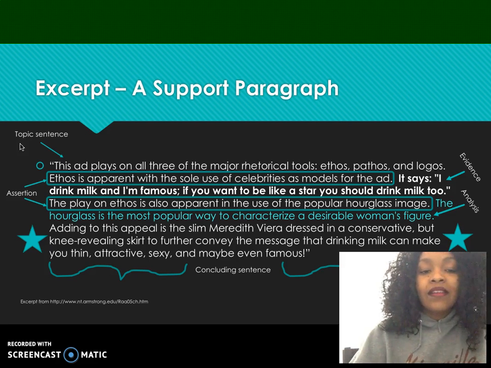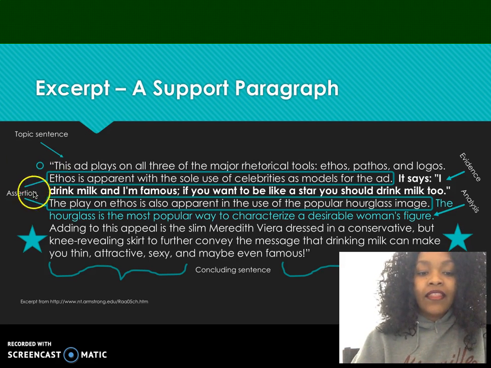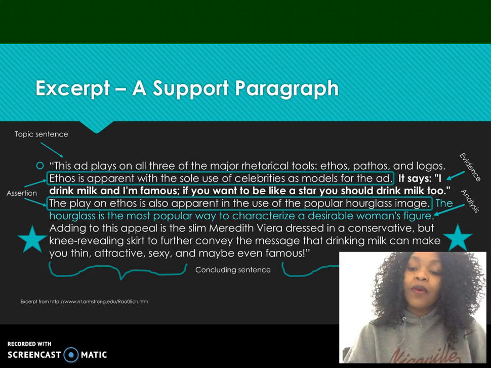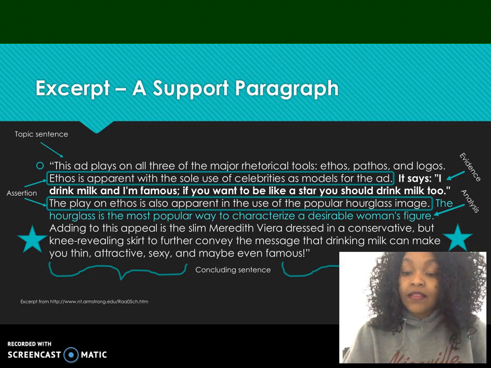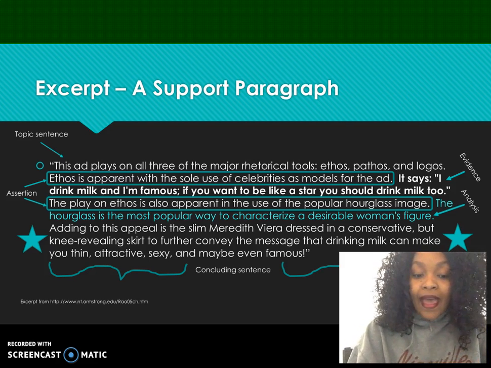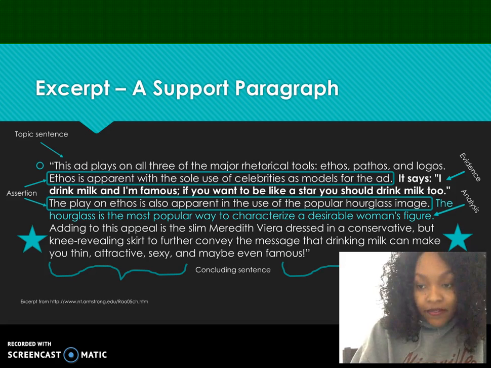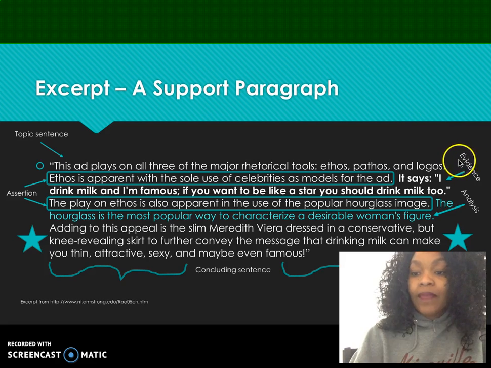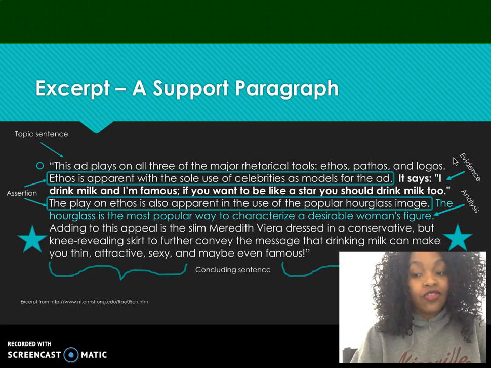Okay, now so our first assertion here: ethos is apparent with the sole use of celebrities as models for the ad. Okay, so now this is an opinion, or this is a statement this person is making about the ad. Now they're going to have to support that. So then our next sentence shows us the evidence. Okay, it says, I drink milk and I'm famous. If you want to be like a star, you should drink milk too.